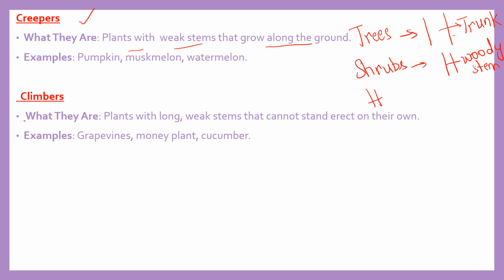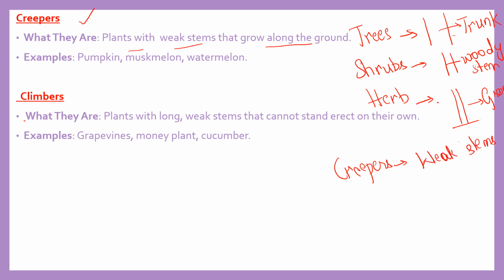Okay, next is herb. How about a herb? A herb will have a green stem, and you will feel it to be a bit weaker than that of a shrub. Next come creepers. These creepers will have very weak stems, very weak. You feel like, oh, it's easy to break, and even when you see that, you'll think it's like a wire. Where is the stem? But it is the stem. That is the magic of nature.